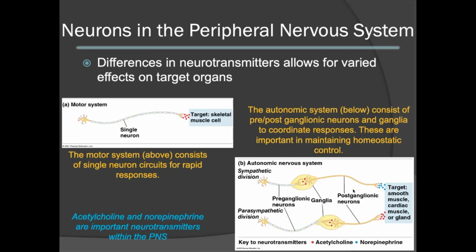The motor system neuron, as depicted in the diagram to the left, consists of single neuron circuits that allow for rapid responses. The autonomic nervous system below has both pre- and post-ganglionic neurons, as well as different ganglia found throughout the body to help coordinate responses. These are very important in maintaining homeostatic control. Acetylcholine and norepinephrine are both important neurotransmitters that act within the peripheral nervous system. The balance between acetylcholine and norepinephrine can cause varied responses within their target tissues.